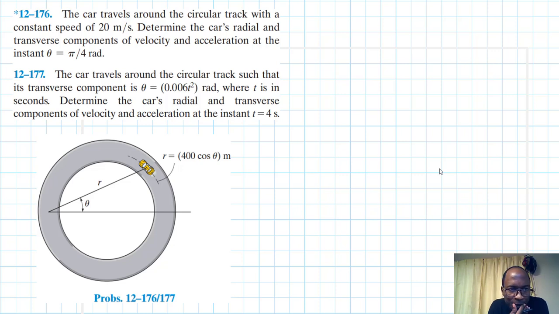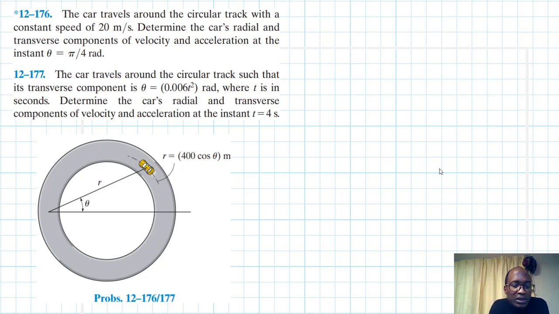We already solved the first problem, 12-176, in the previous video. So we're going to the second problem, case 2, 12-177.